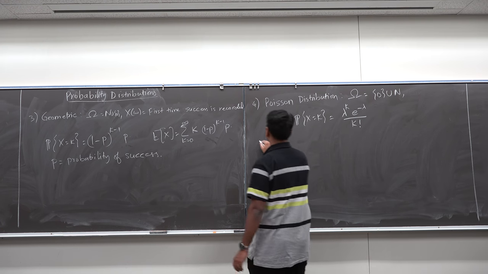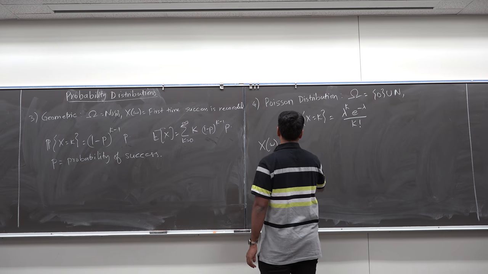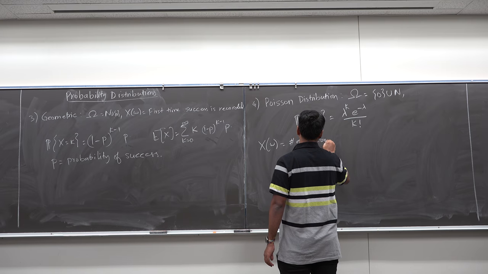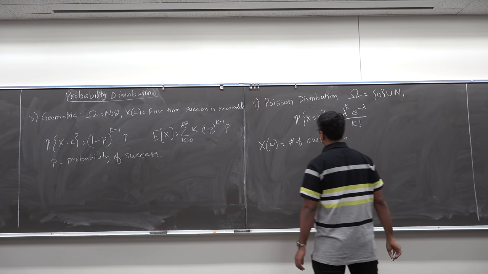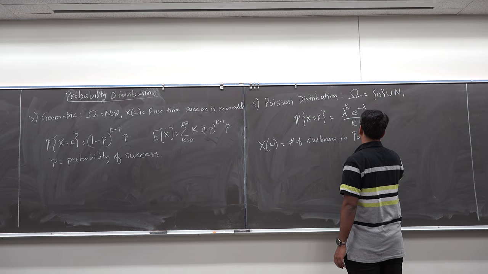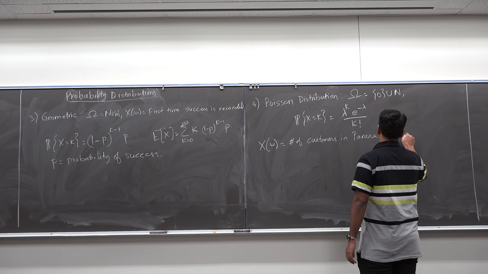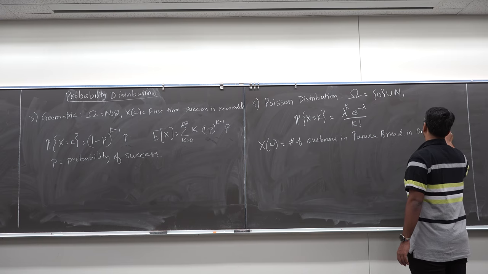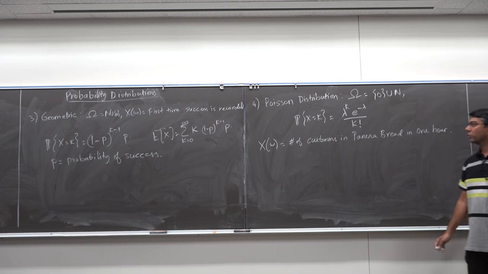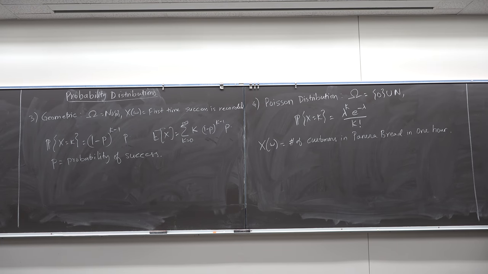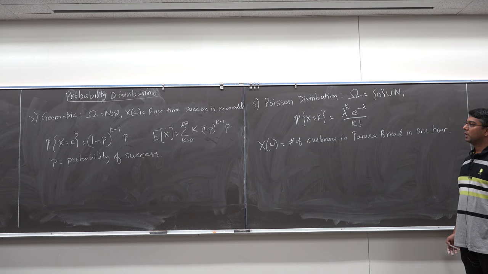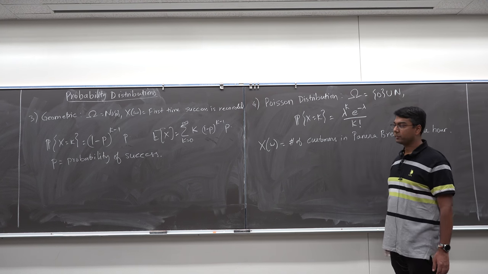Here, X of omega is the number of customers in Panera Bread in one hour. So I pick 12 to 1 p.m., let's say that's my time slot, and I'm looking at how many customers are coming to Panera Bread between 12 to 1 p.m. That is basically a Poisson distributed random variable.